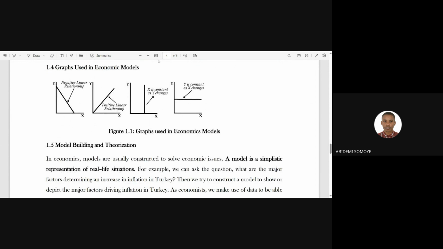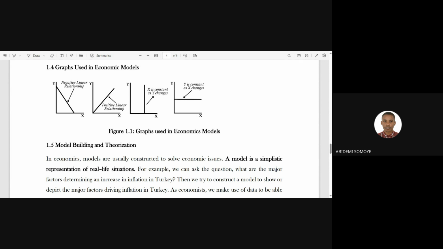So we take a look at this graph. If you've taken macroeconomics with me, you would have an idea of this introductory part. It's more or less the same, just that we are dealing with microeconomics, and we need to establish the foundation of microeconomics.